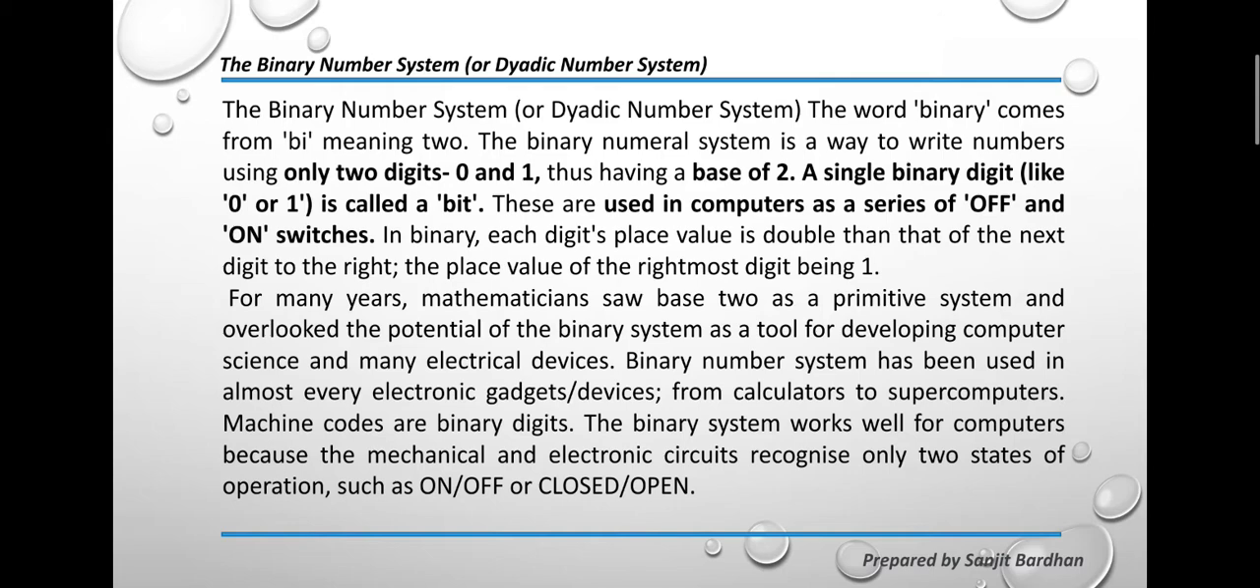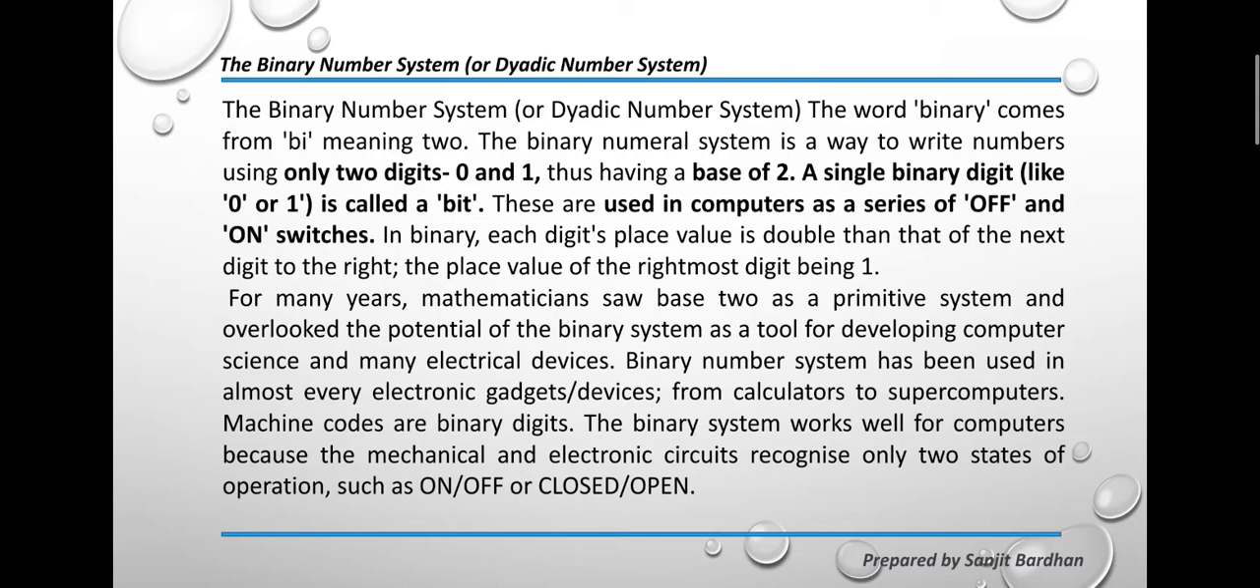Next is the binary number system. We all know that the binary number system has a base of 2, and the word binary comes from meaning 2. The binary number system is a way to write numbers using only 2 digits, 0 and 1. The computer also can understand only 0 and 1. Having a base of 2, a single binary digit like 0 or 1 is called a bit. Okay, 0 and 1 is called a bit.